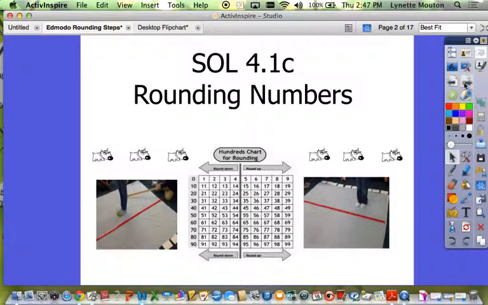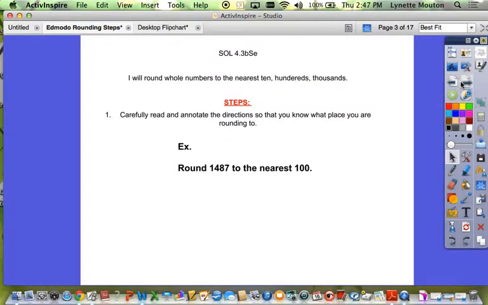All right, remember the other day we walked out our rounding on the hundreds chart. So we know all of the steps, but we're going to review them. Step 1 is to carefully read and annotate the directions so that you will know what place you are rounding to. What do you think we should highlight? There we go. The number 1,487, and you could have a comma in there, ladies and gentlemen. Sorry, I didn't put my comma in. And then nearest 100. So we need to know where we are rounding to.